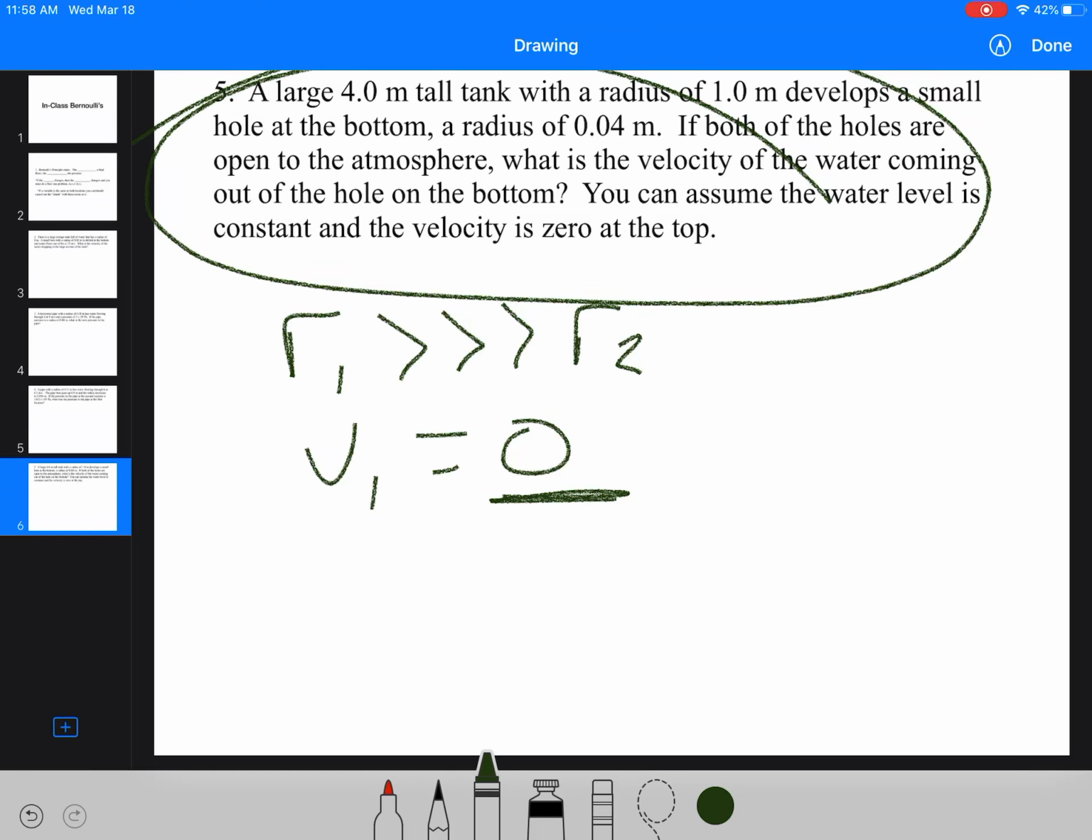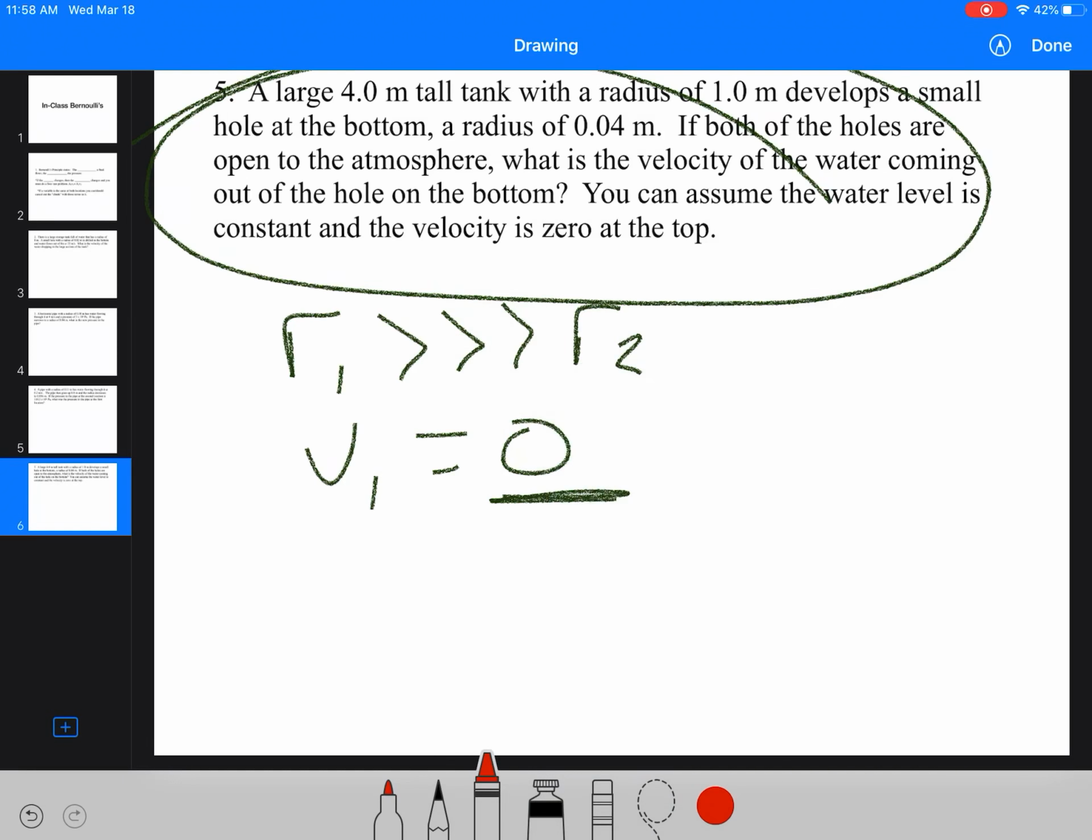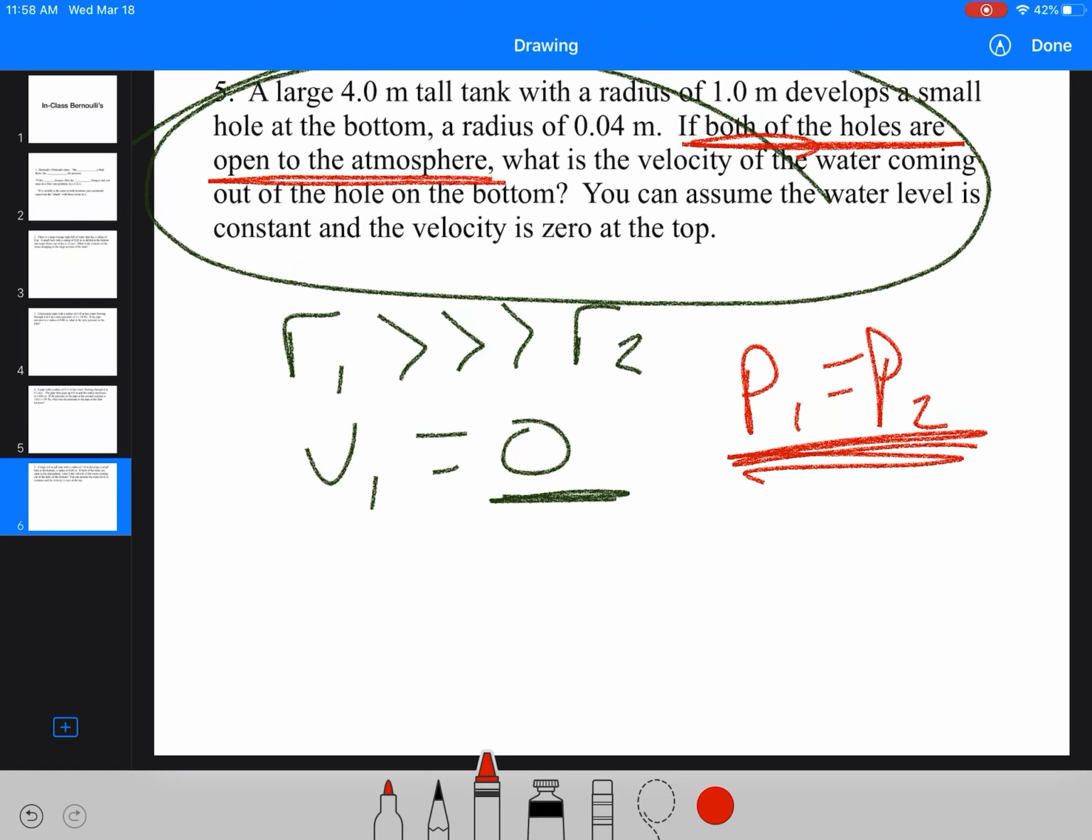So when you go through that, that's one key thing. The other thing to keep in mind is in the reading of this, a large tank develops a small hole. If both holes are open to the atmosphere, what we're saying there is our P1 is equal to our P2. So in Bernoulli's, where we have that really long P1 plus and so on equals P2 plus and so on, P1 and P2 are the same. So because those are the same, we can cancel those pressures out, and our velocity on the top is 0.